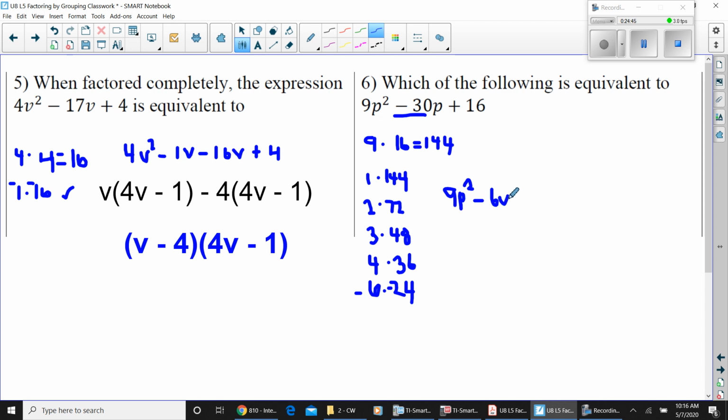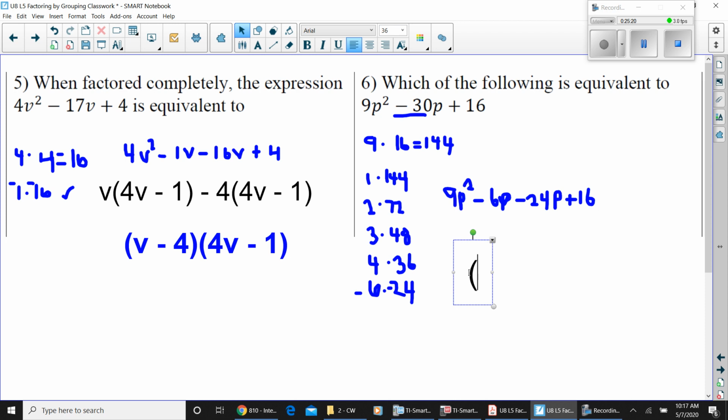So I'm going to put negative 6p and negative 24p instead of the negative 30p, and then I'm going to bring down that 16. So a little bit more difficult, but just don't sit there. You have your calculator. Start with 1, and then divide 144 by 2, then divide 144 by 3. You'll get there. It might take you a little bit longer, but you'll get there.